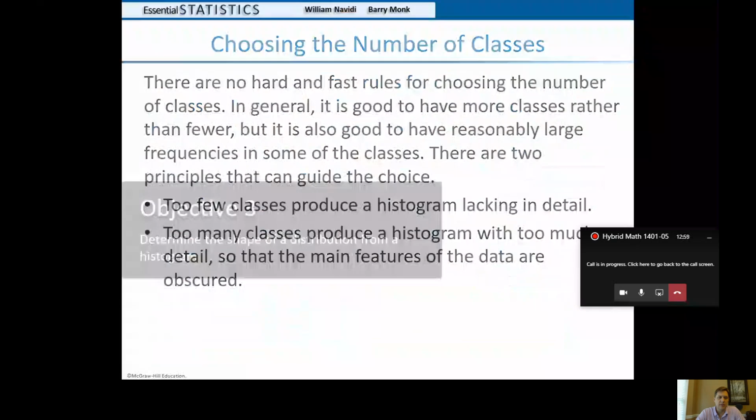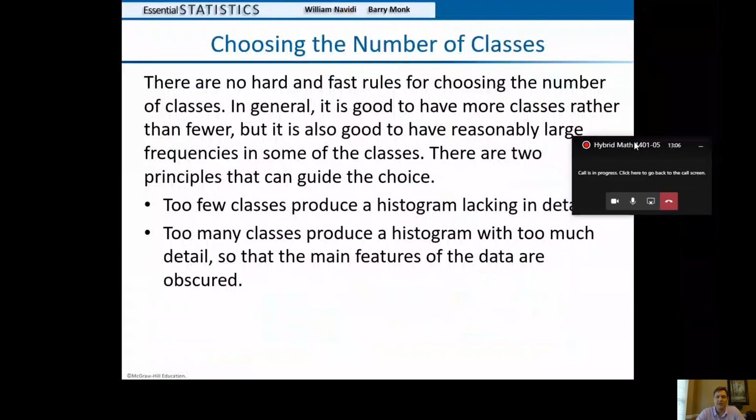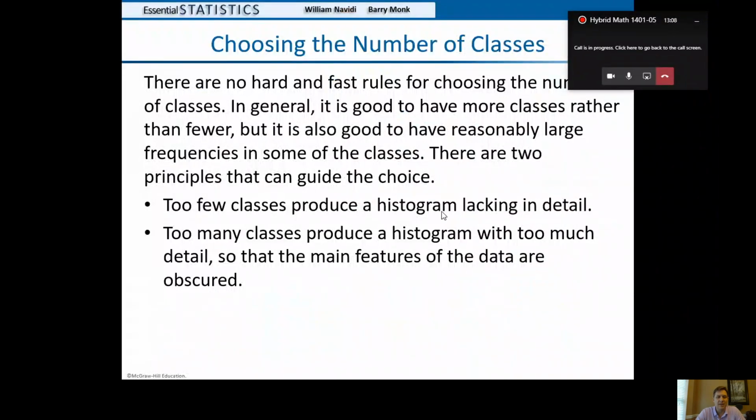And of course, there's choosing the number of classes. You need to make sure that you have enough classes so that you're not losing too much information about your raw data, but too many classes makes it seem like you might as well just be looking at the raw data, and that's not as good. You're not getting the big picture.